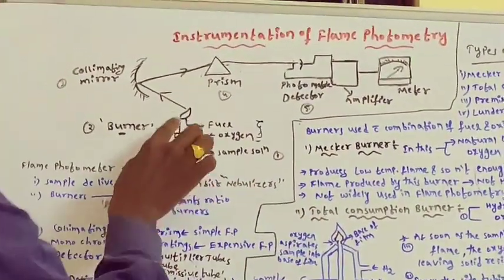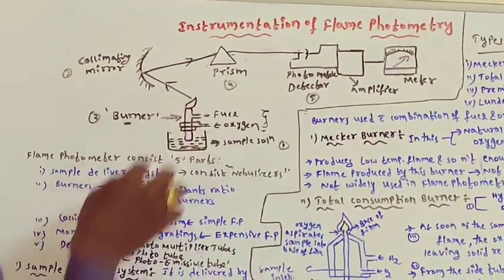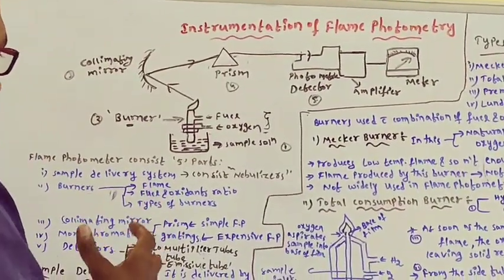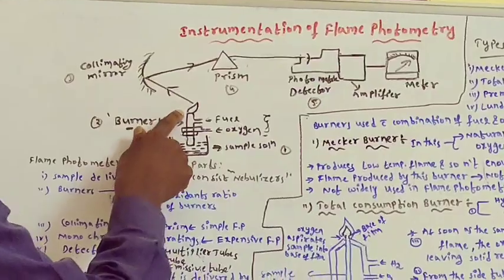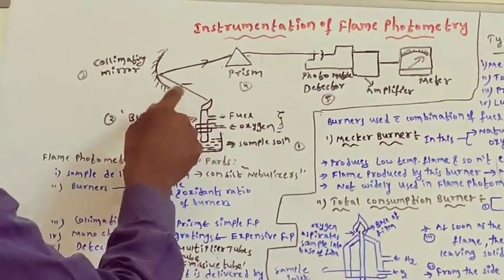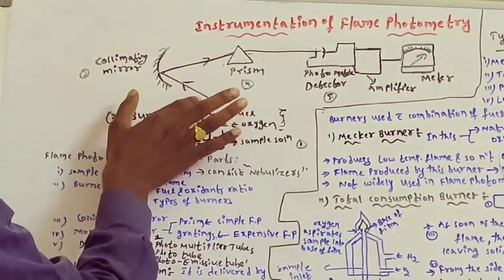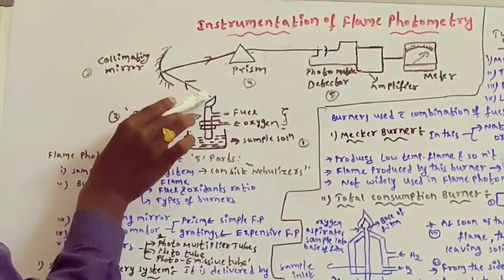Whenever neutral atoms reach the flame, what will happen? Due to the thermal energy of the flame, the neutral atoms undergo excitation, and the excited state is unstable. They return to the ground state with emission of radiation. So the neutral atoms will emit radiation. This is the emitted radiation.